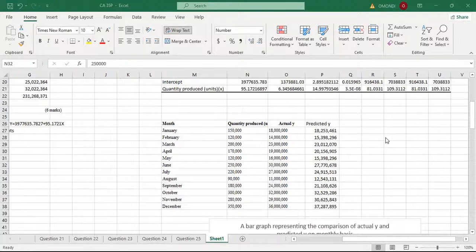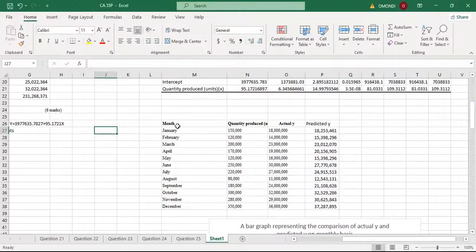How do we lock the fixed costs? The fixed cost is locked using the $ sign.